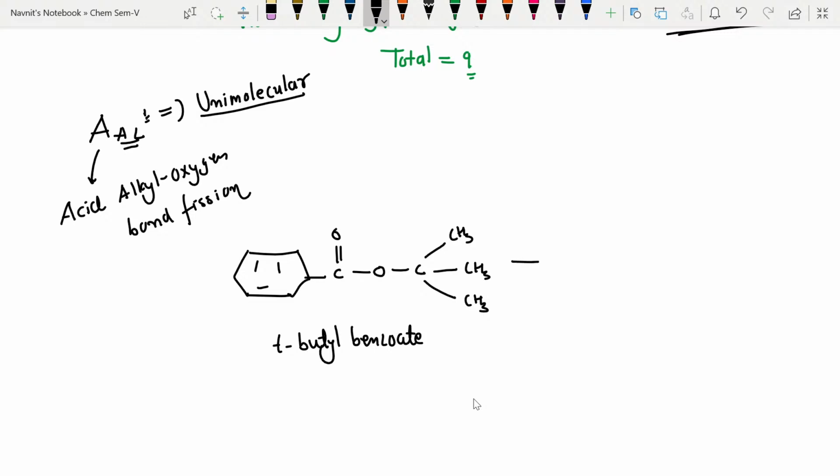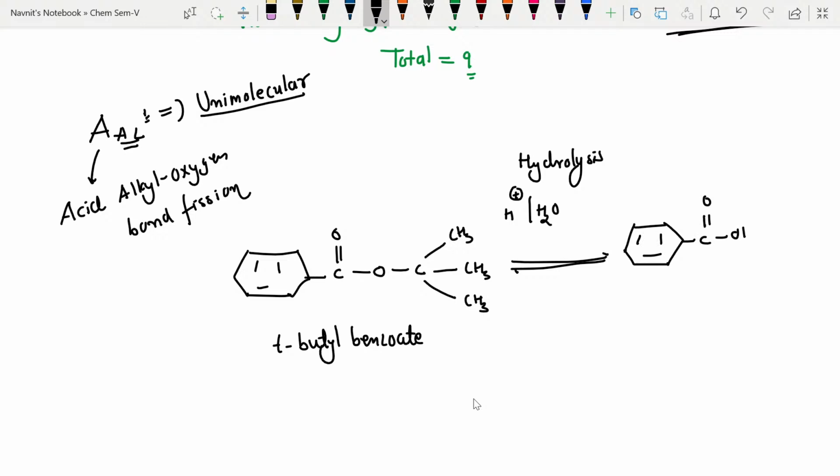When this tertiary butyl benzoate undergoes hydrolysis under acidic condition, hydrolysis is a reversible reaction. With H plus and a water molecule, hydrolysis gives acid plus alcohol. What do we get here? Benzoic acid and tertiary butanol.